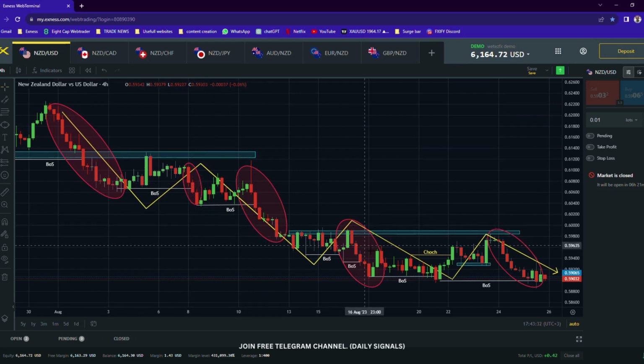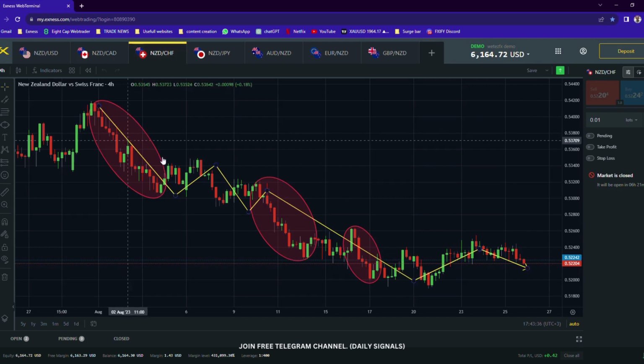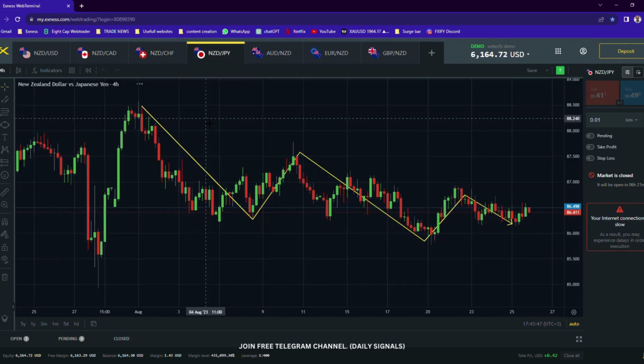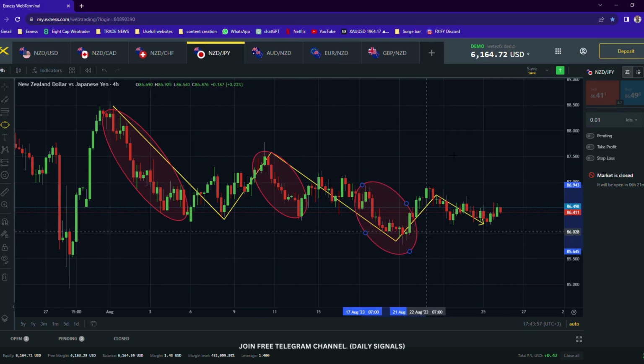So you can see this impulse move is similar to the impulse move you see on New Zealand Swiss francs. So this is a clear indication of a very good positive correlation. And if you look at New Zealand JPY, we can see the same impulse moves. So guys, this is very clear that you have a positive correlation and it can always work in your favor.